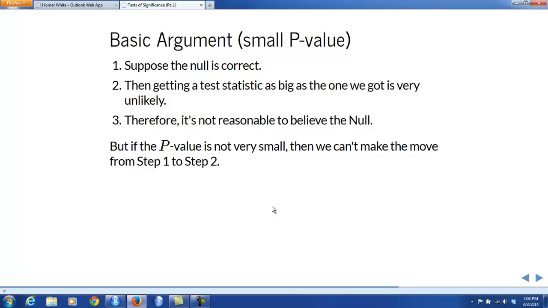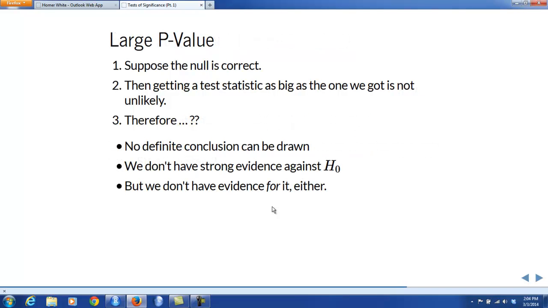Now, if the p-value is not very small, we're not going to be able to make that move from step 2 of this argument to step 3 of this argument, because we don't have the unlikeliness. You see, when the p-value is large, we might start off and say, suppose temporarily, and for the sake of argument, that the null is correct. Well then, getting a test statistic as big as the one we got is not so unlikely. The p-value is large. What can we conclude from this? Really, no definite conclusion can be drawn. We don't have strong evidence in this data against the null hypothesis. But we don't really have evidence for it either.